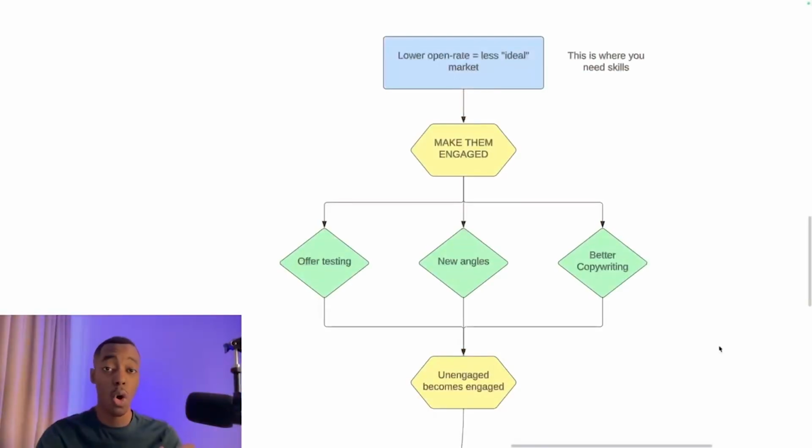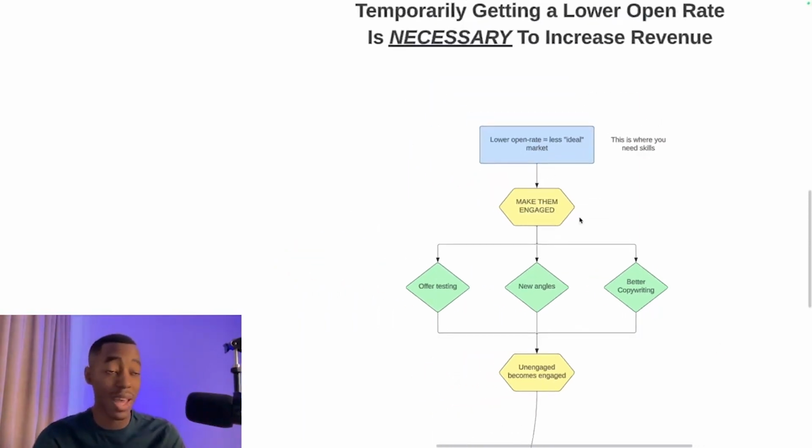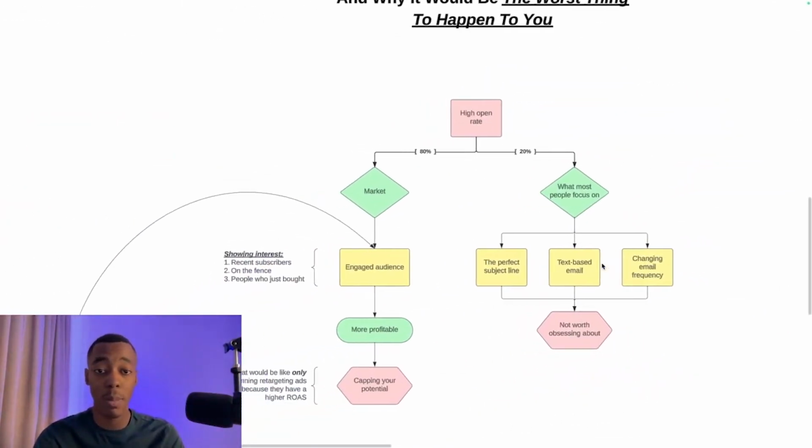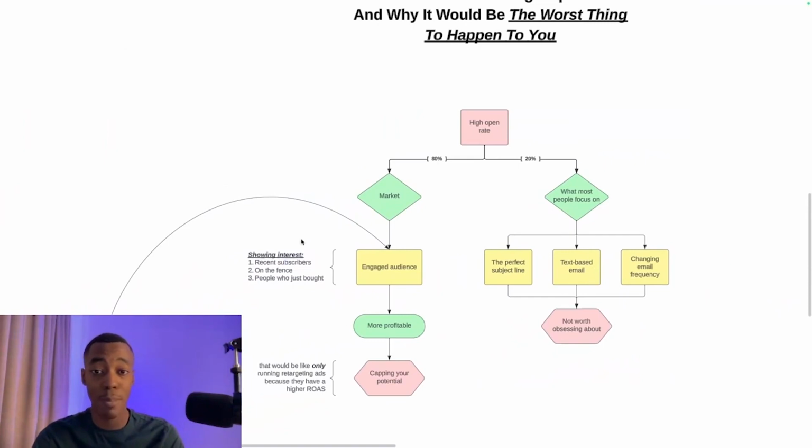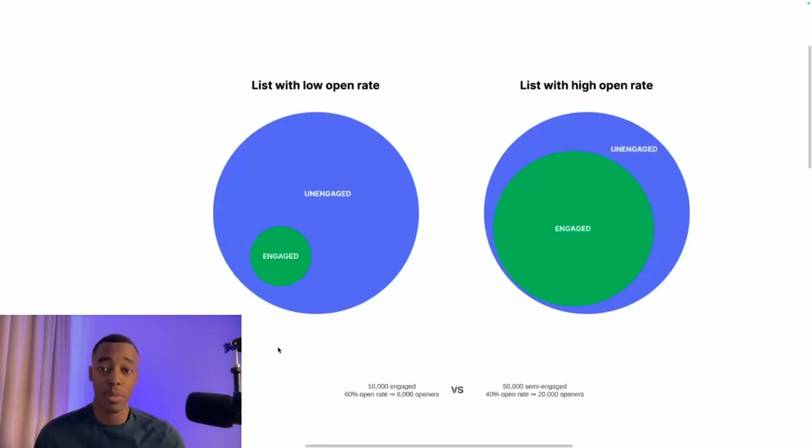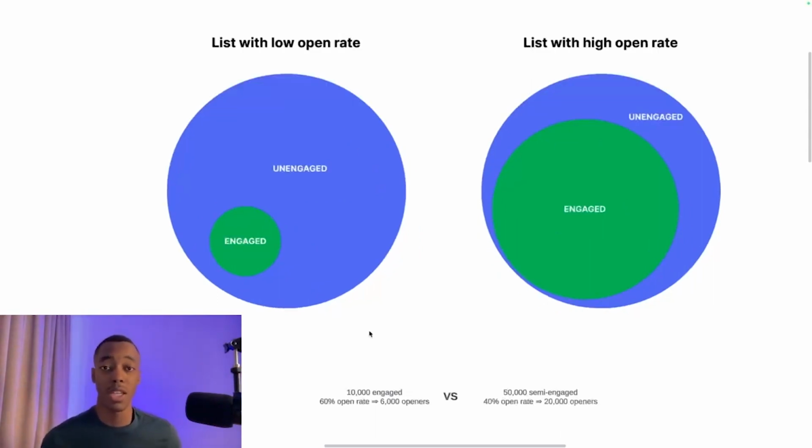And if you do all of this correctly, then the unengaged people are going to become engaged. Then you have a bigger pool of people in your engaged audience or your engaged segment. Over time, you're going to go from the list on the left with a low open rate to the list on the right with a high open rate. The reason is that you just have more engaged people proportionally. Again, this is the biggest misconception about getting a high open rate.